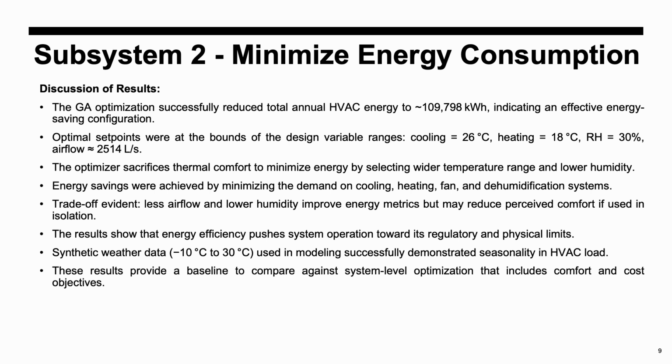On this slide, we can see the result of the optimization of Subsystem 2, where we reduced the total annual HVAC energy consumption to 109,798 kilowatt hours. The optimizer prioritized energy savings by pushing set points to the limits. Lower humidity and wider temperature ranges helped reduce HVAC load, but may reduce comfort. These results highlight the trade-off between comfort and efficiency. They also provide a strong reference for system-level optimization where we integrate comfort and cost metrics.